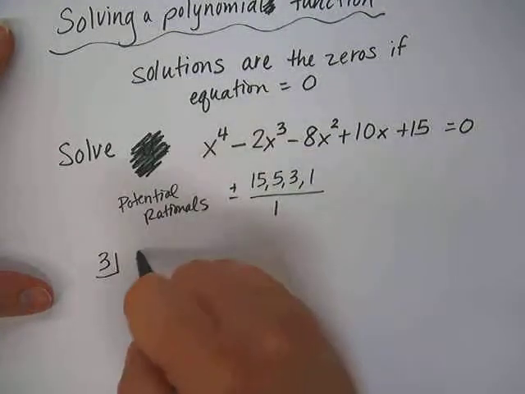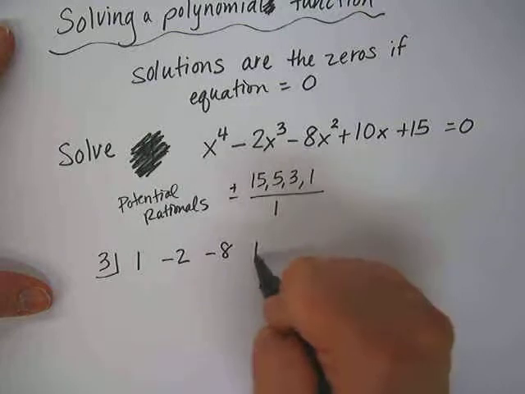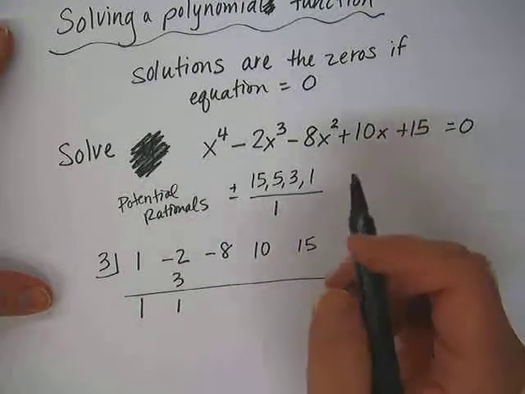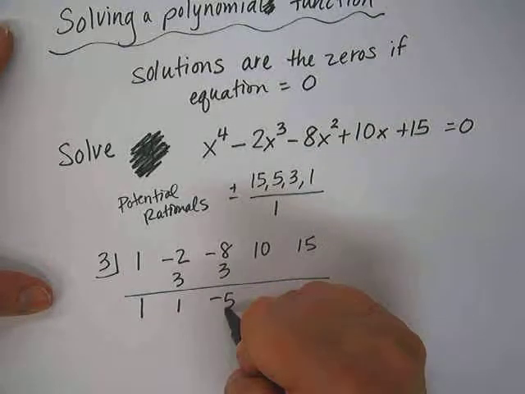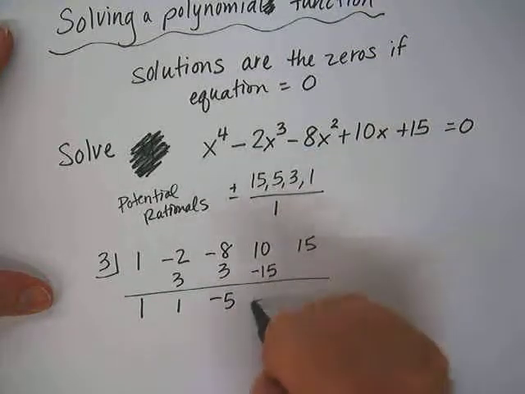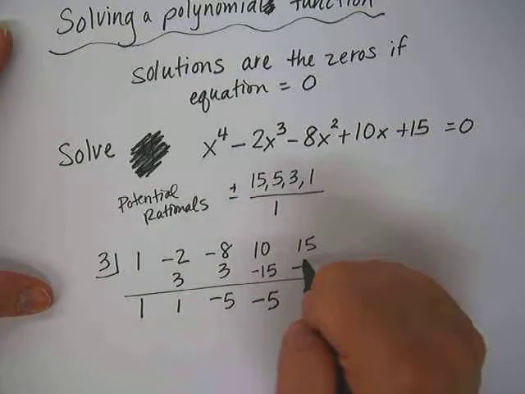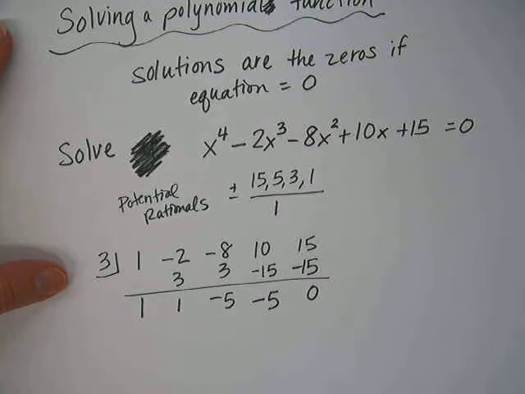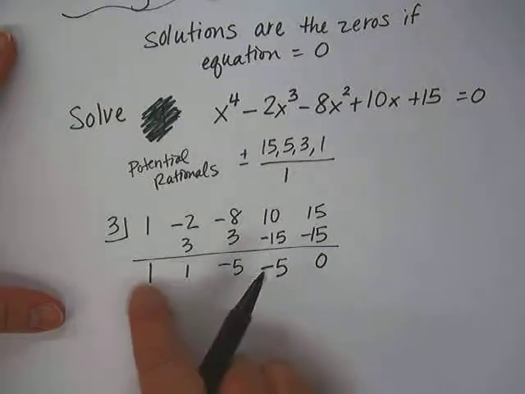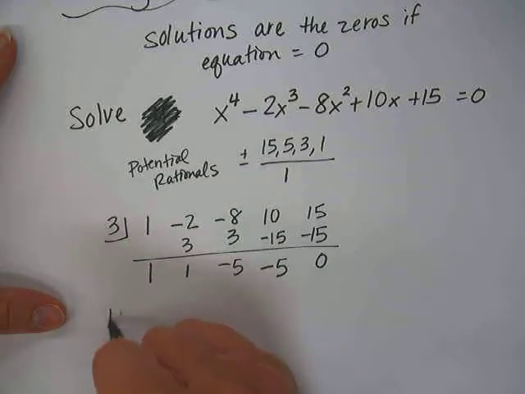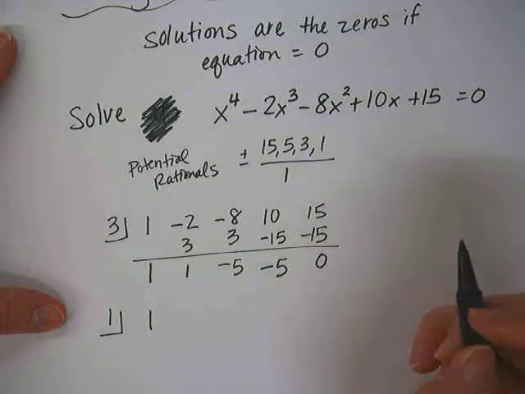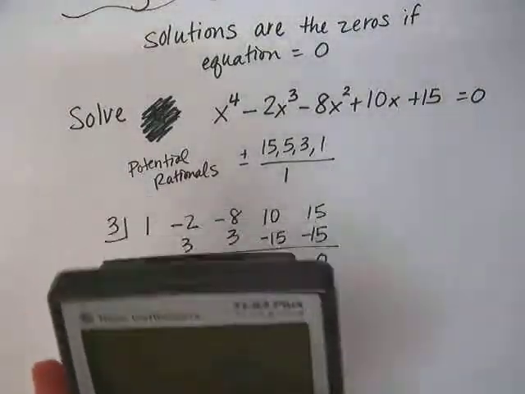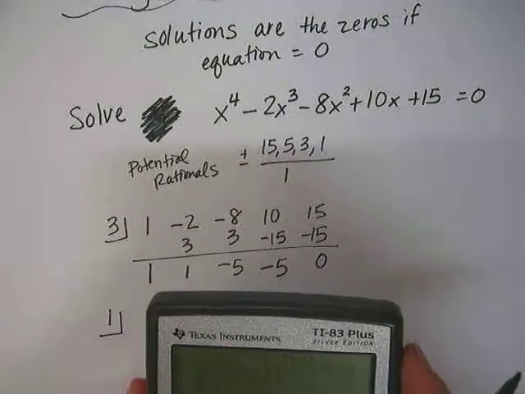What should we use? I haven't done this problem, so I don't know what to use. Bring down the 1, let's try 3, see how it goes. -5, ooh, that one worked. Okay, so there's one of our solutions, is 3. Okay, now we can try something else. I'm going to try 1. Or maybe I should do a -1, I don't know. Maybe I should graph this and see where they are.